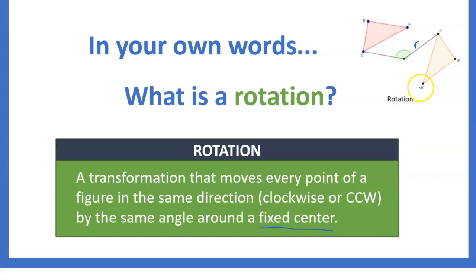So we move every point in the figure around this same circle. We go the same angle measure, and we go the same direction. We either go counterclockwise or clockwise. Remember, a clock looks like this: 12, 1, 2, 3, 4, 5, 6. So this is clockwise, and this way is counterclockwise.